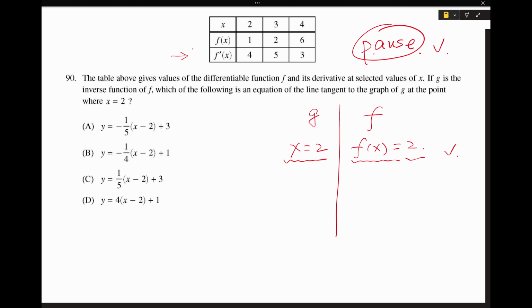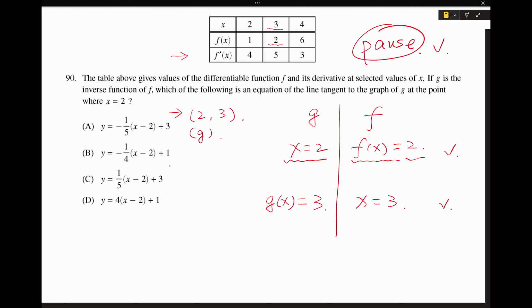And based on the information from the table, we know that when the function value of f is equal to 2, the corresponding value of x is equal to 3. Again, since g is an inverse function of f, the corresponding function value of g would be equal to 3. They should be the same. So far for the tangent line of function g, we already have one specific point which has x coordinate 2 and y coordinate 3.